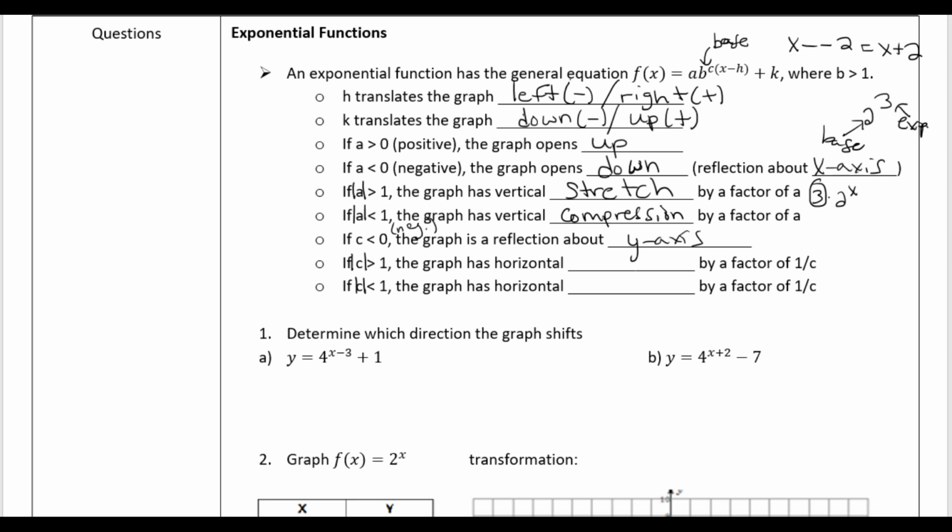Okay, that's just a little review of transformations. Remember, these are all transformations. So if you want to go back and review those, this is sort of a mini review of that.